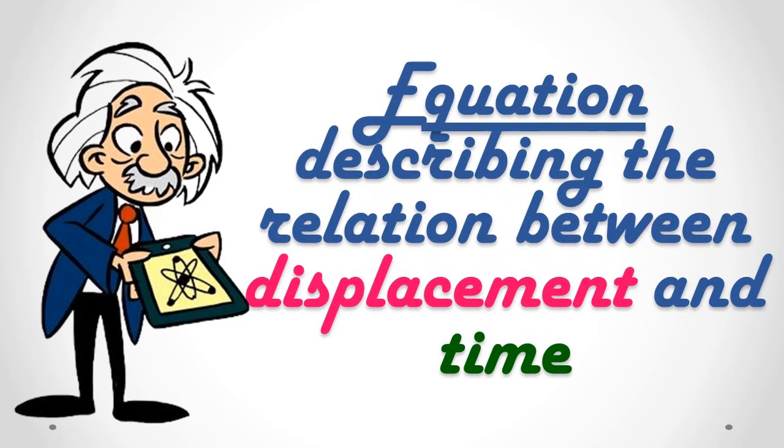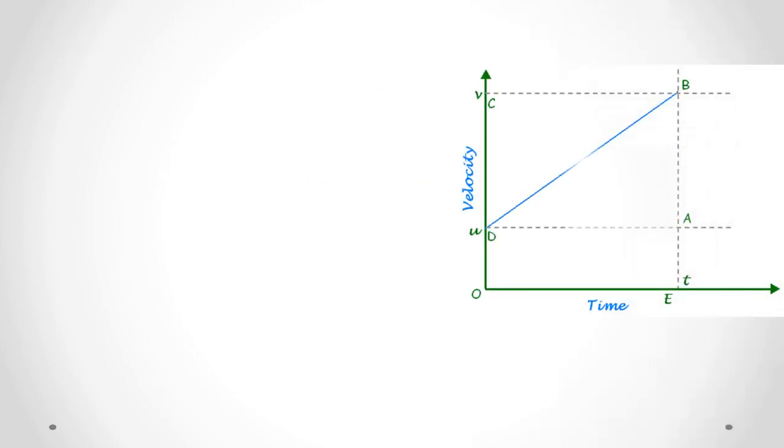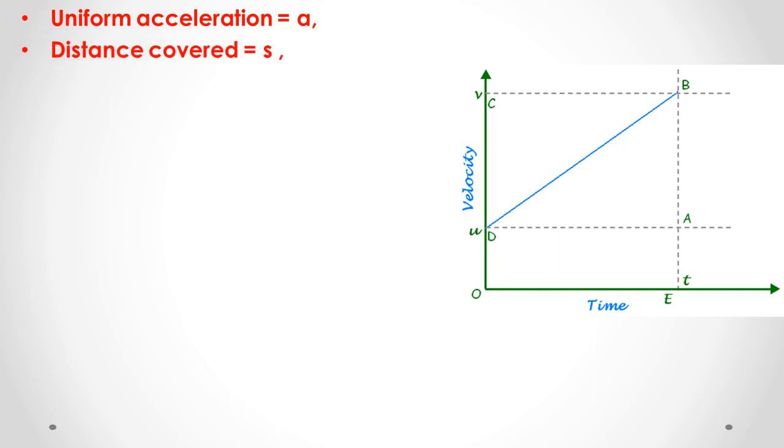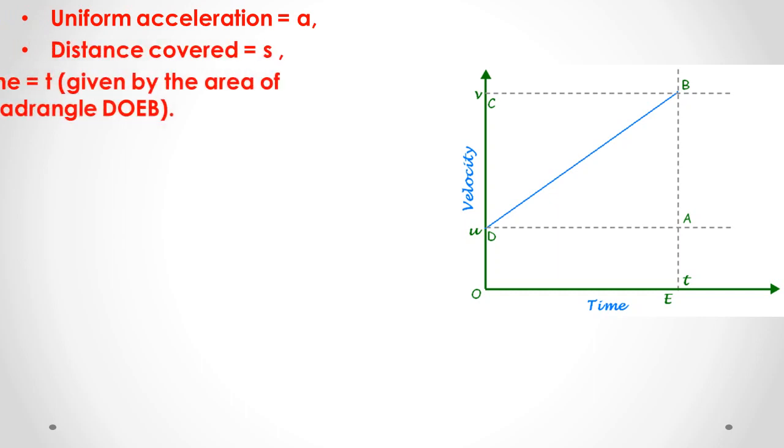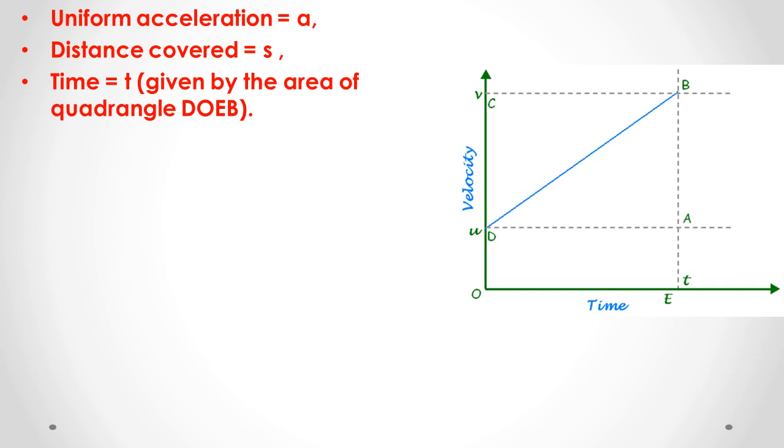The second equation is the equation describing the relation between displacement and time. Okay, again we are using the same graph. Let us suppose that an object in uniform acceleration A has covered the distance S, or displacement, within the time T. And from the graph in the alongside picture we can say that the distance covered by the object during time T is given by the area of quadrangle DOEB.